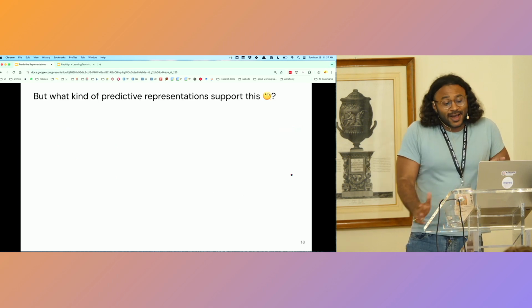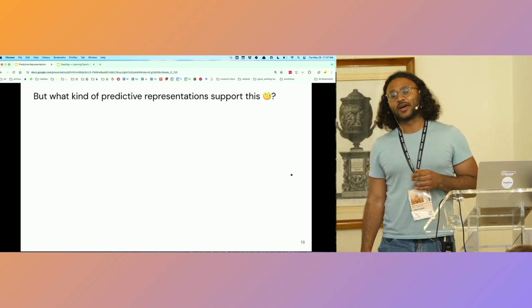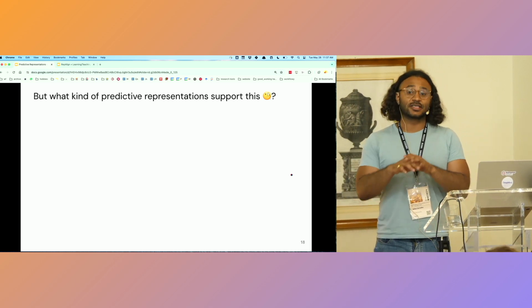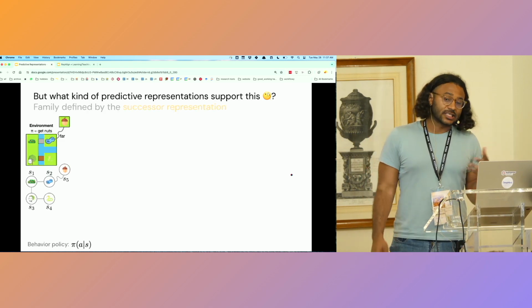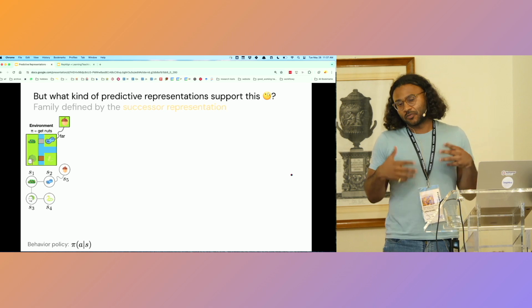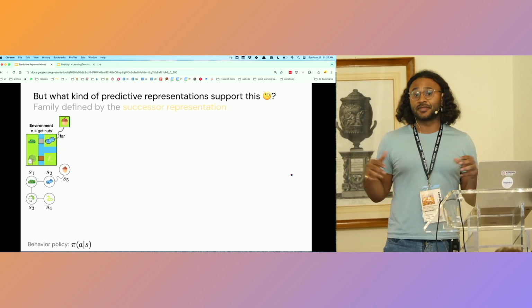Okay, but what kind of predictive representations support this? The reason I asked to go after Andre is because this is going to be the same family of algorithms that he was talking about. I'm giving more of a homage to neuroscience, so I'm defining the family by the successor representation.